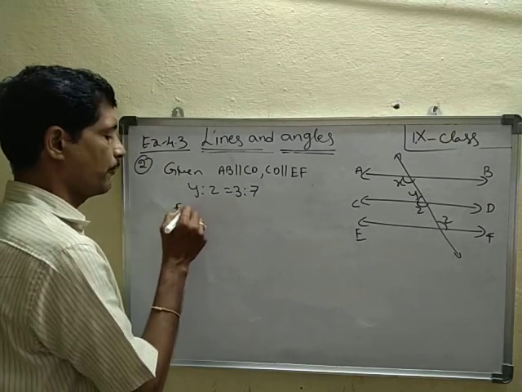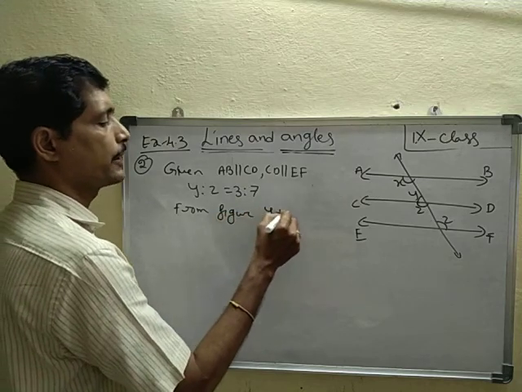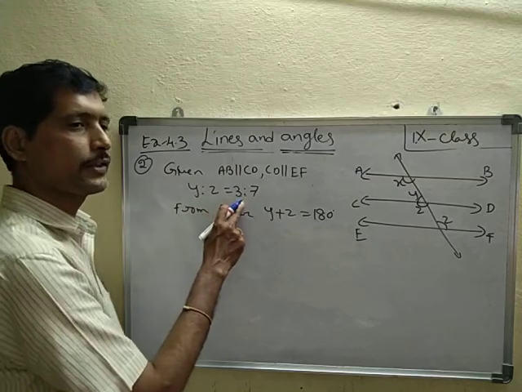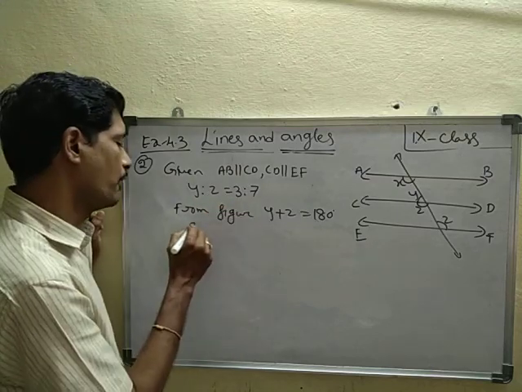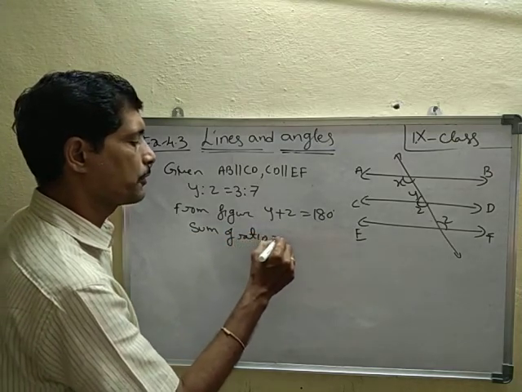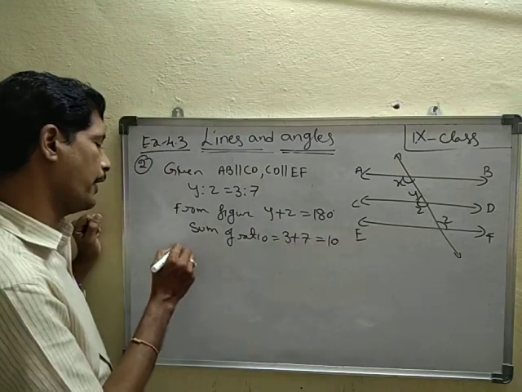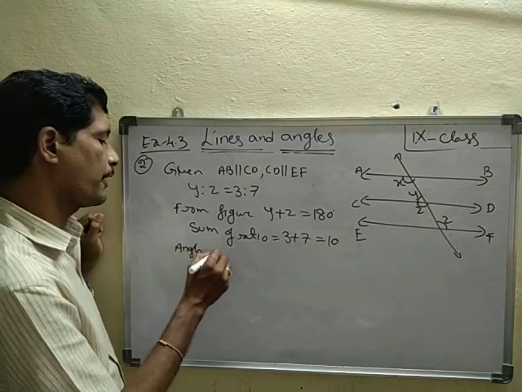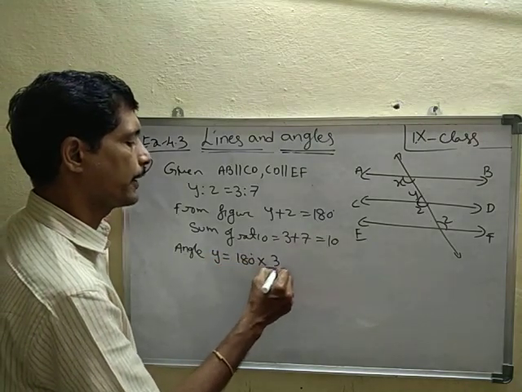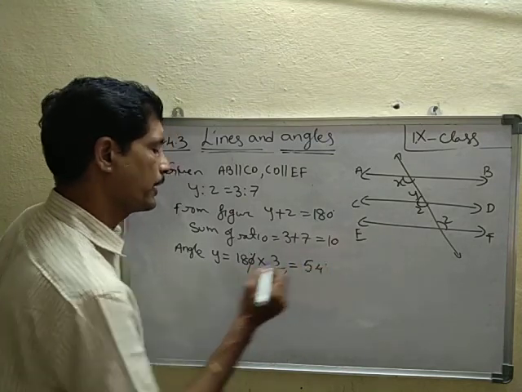Linear pair. Yes, from the figure, y plus z equals 180 degrees. Here y is to z equals how much is given? That is 3 is to 7 is given. Therefore, the sum of the ratio equals 3 plus 7, that equals 10. Therefore, angle y equals 180 into 3 by 10. Here the zeros get cancelled. 18 times 3 is 54 degrees.